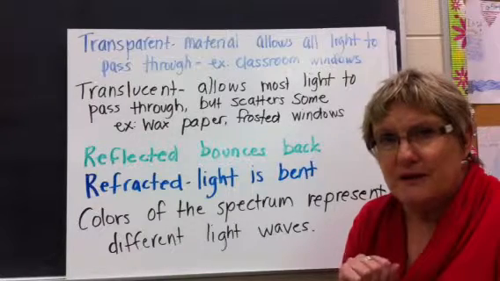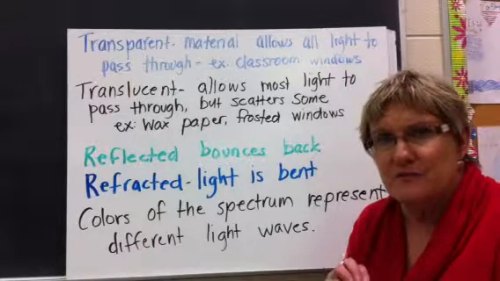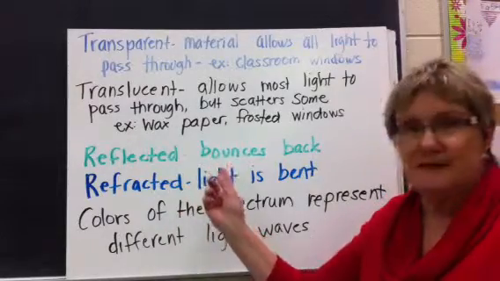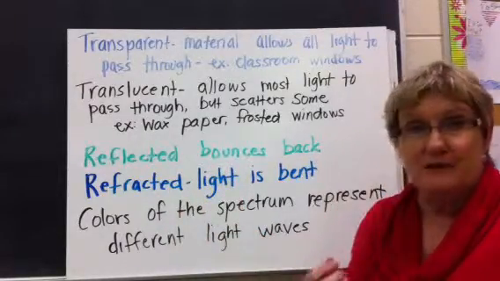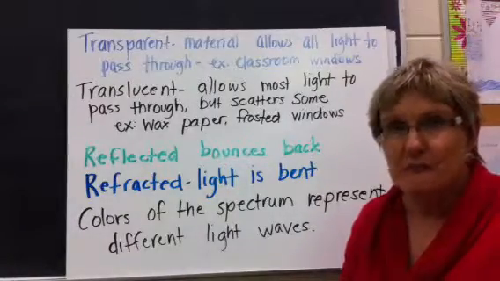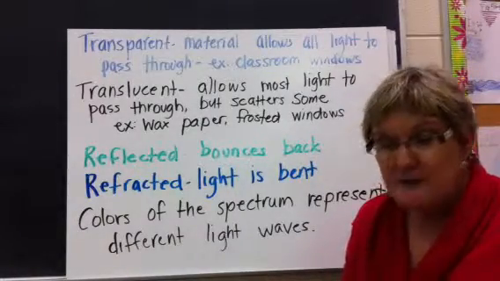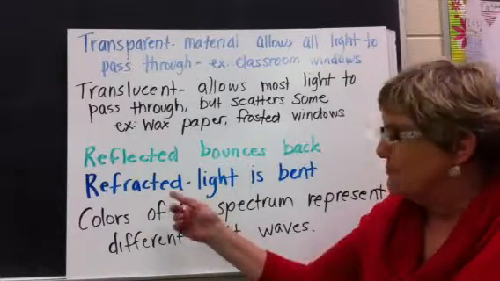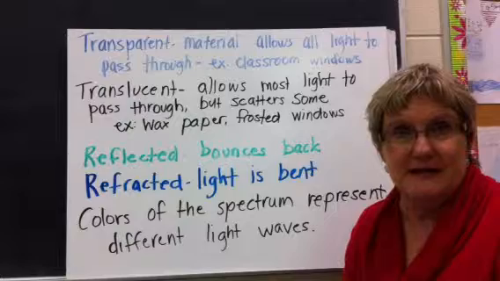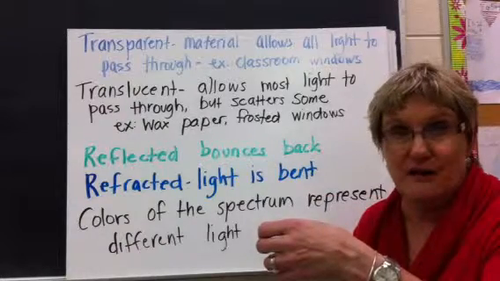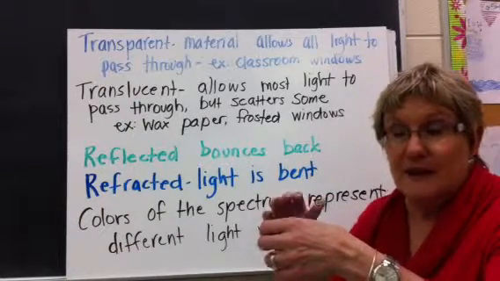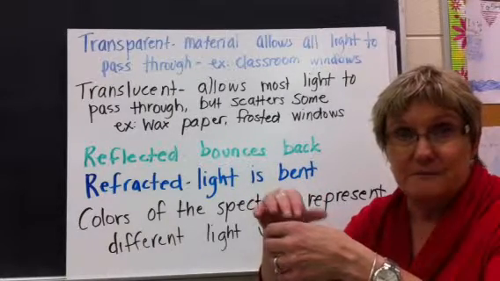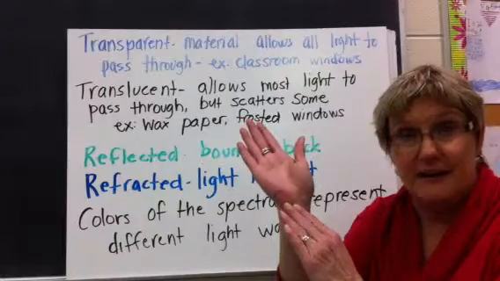A couple other words you want to make sure you understand because people get them confused are reflected and refracted. Reflected means it bounces back to you. When you look at yourself in a pond, that image bounces back to you. It is reflected to you. Refracted is when the light is bent. Think of that glass of water with the straw in it. The light gets bent when it hits the water. It's bent, and that's why our straw does not line up.